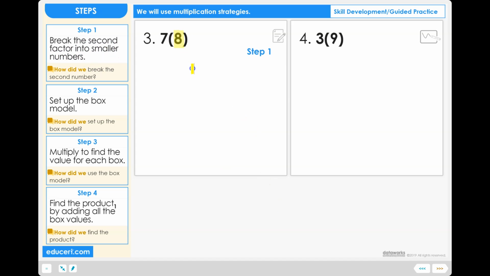We can break this into any addition that we would like as long as the two numbers add up to 8. And remember, we mentioned to use 5 or 10 whenever possible. So 5 would be a perfect number to break 8 into 5 plus 3. How did we break the second number? Think of your explanation. I'll give you a moment.